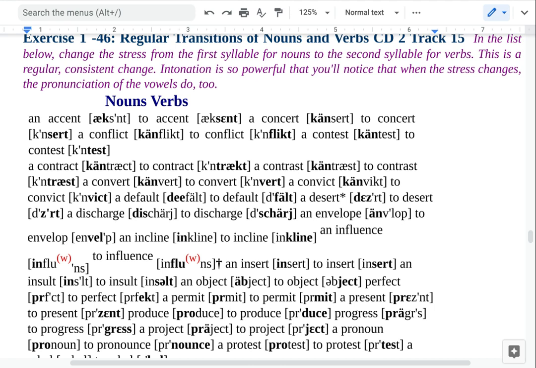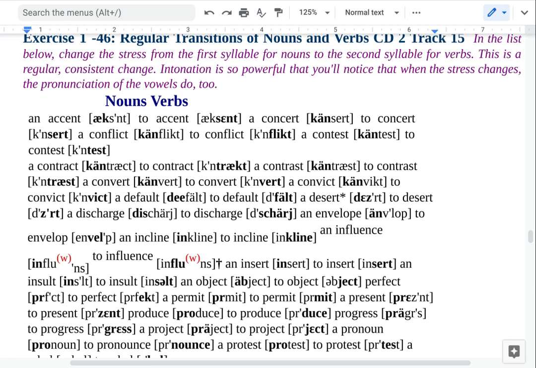An incline. To incline. An influence. To influence. An insert. To insert. An insult. To insult. An object. To object. Perfect. To perfect. A permit. To permit. A present. To present. Produce. To produce. Progress. To progress.